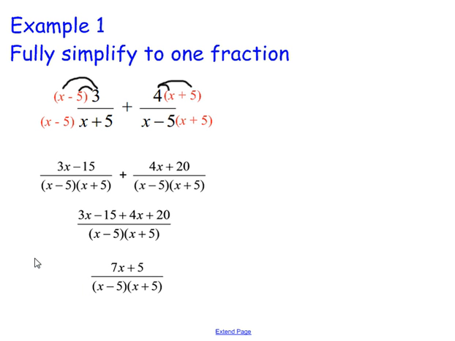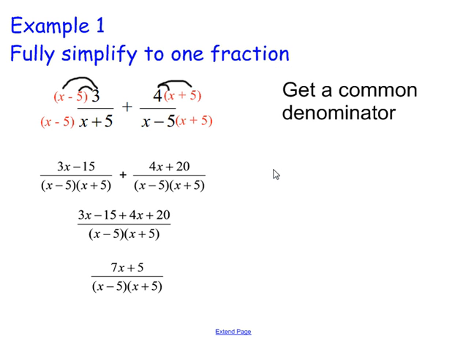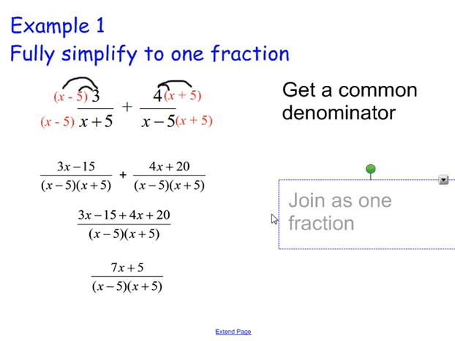Alright, so let's trace our steps. We needed a common denominator. So that's important. You got to get a common denominator. Then, you just distributed the 3 here and distributed the 4. Then you got to join as one fraction. So example 1 was just these 2 steps, but it's not generally always like that. Sometimes there could be more steps involved.